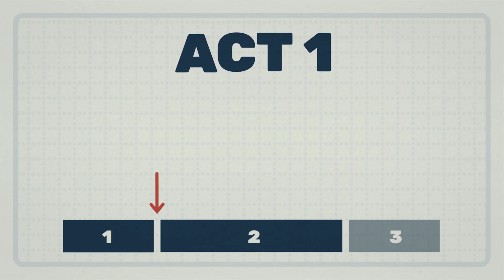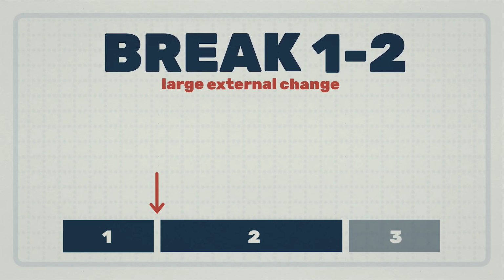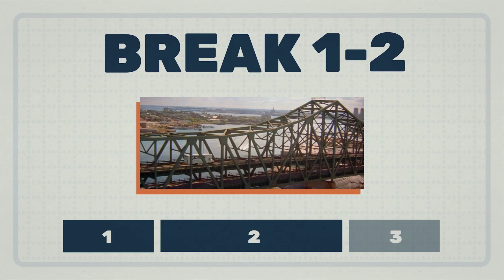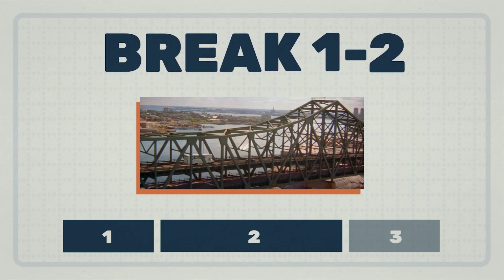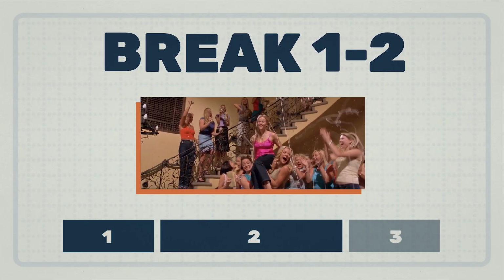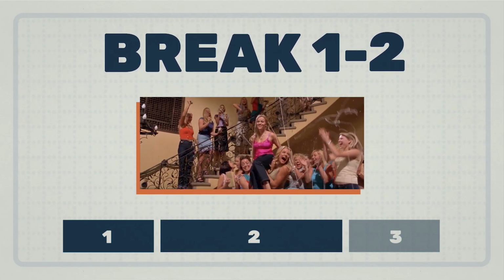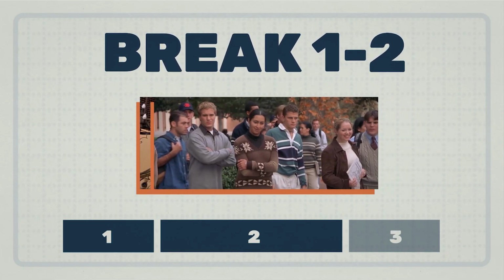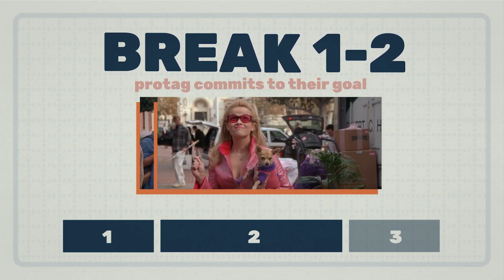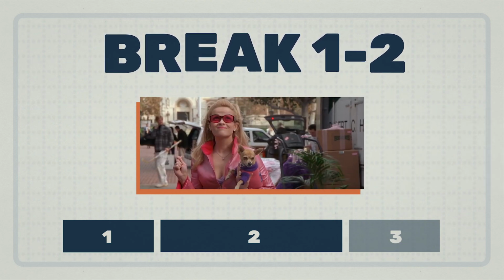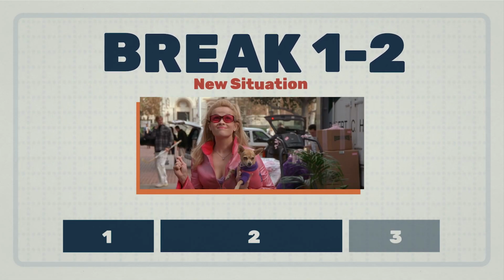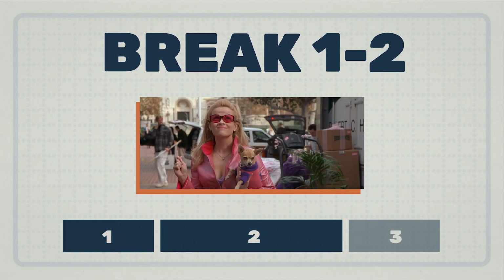The break between Act 1 and Act 2 involves a large external change. Here, a driving montage shows Elle traveling from Los Angeles to Cambridge, which is not only a literal external change, but is highlighted by the differences between Elle's fun campus back home and her stuffy new campus at Harvard. This is also the moment the protag commits to their goal, as Elle is officially heading to Harvard to win back Warner. Also, notice how this relates to the idea of the new situation, since Harvard is a much different campus than the one Elle is used to.